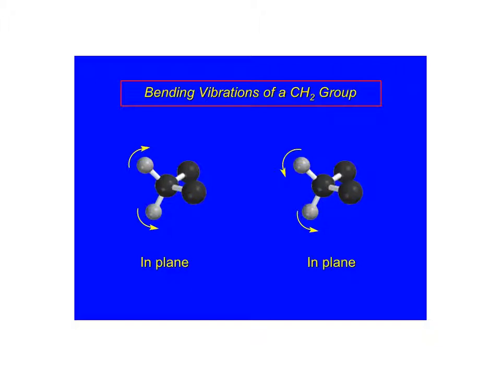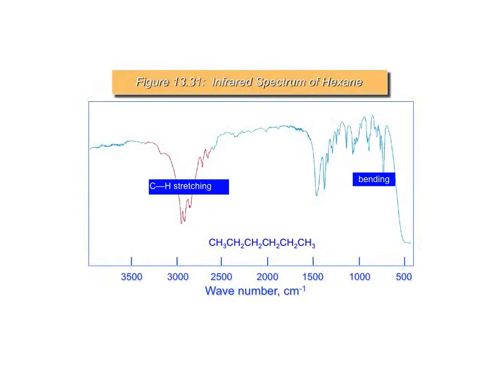Okay, so we can also bend it within the plane, where you're bending the two hydrogens away from each other. That's what this is trying to show. Or you're bending them in the same direction. And all this would be for the methylene group.